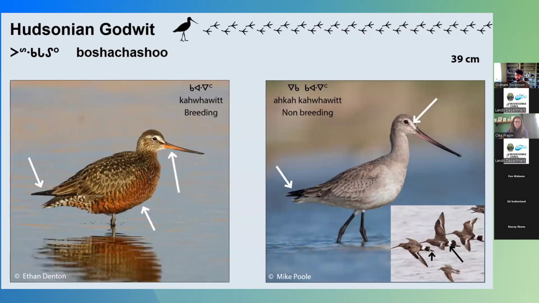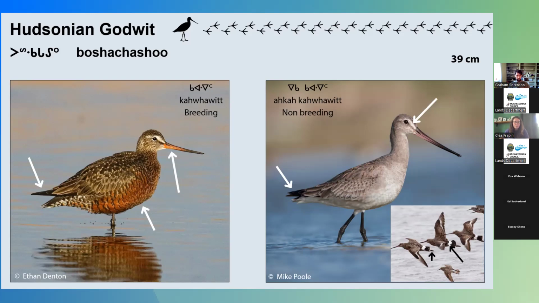So first, the Hudsonian godwit. The first thing that you can notice in breeding plumage is that males are especially distinctive. They have a really rich dark burnt orange color on the underparts. The bill is bicolor. It's pretty long, with orange at the base and a dark tip. And in both plumages, you can see that the tail has a black tip to it.